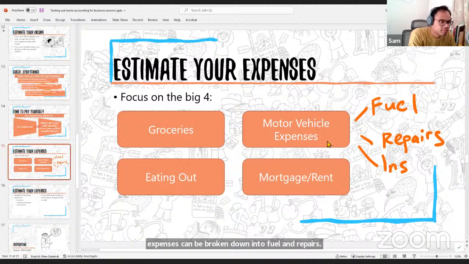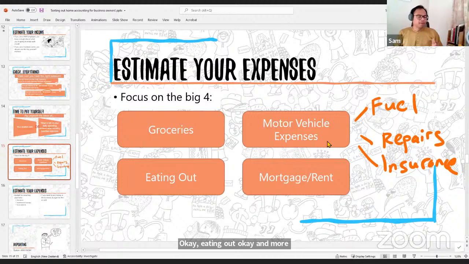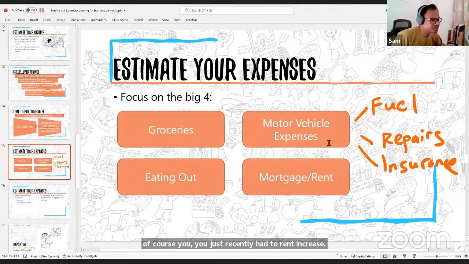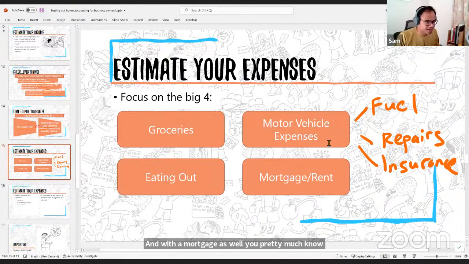And insurance. Okay, eating out, and mortgage and rent. Now, budgeting for mortgage and rent is very, very easy because you're always going to be paying, if you're paying rent, you absolutely know what you're going to be paying in rent every year, unless of course you just recently had a rent increase, then you just basically adjust your budget to accommodate that rent. And with the mortgage as well, you pretty much know how much you're going to be putting towards the mortgage, right?